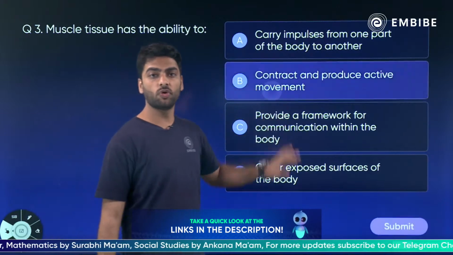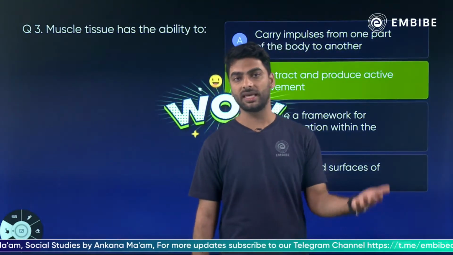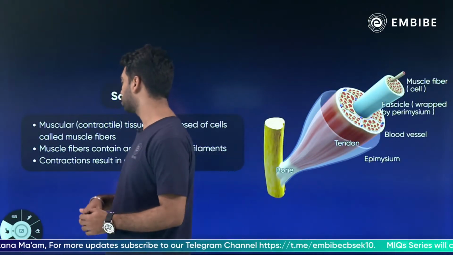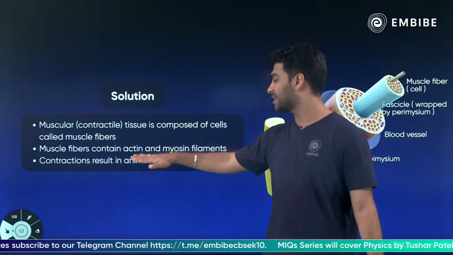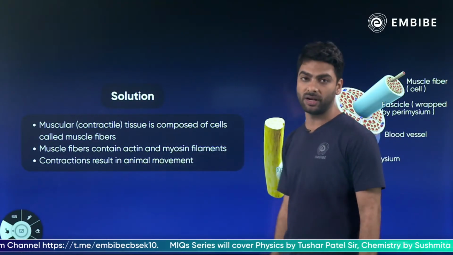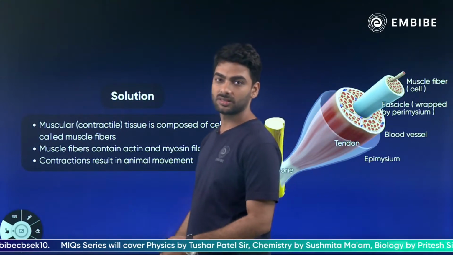Most of you, all of you are saying B. Let's see, the answer is absolutely correct. Muscles have the capacity to contract and relax. They have got contractile tissues called the muscle fibers. They also contain actin and myosin filaments, and contractions result in animal movement. Muscles can contract as well as relax.